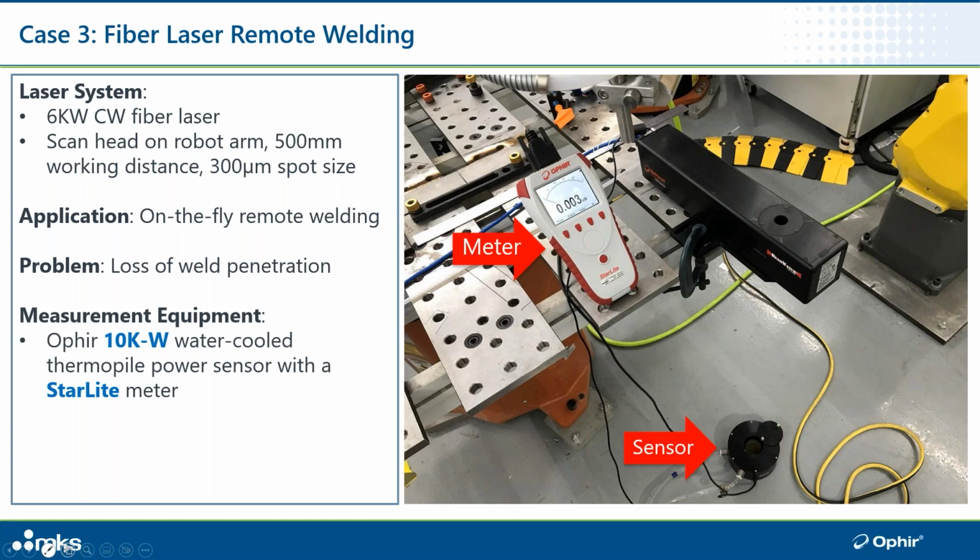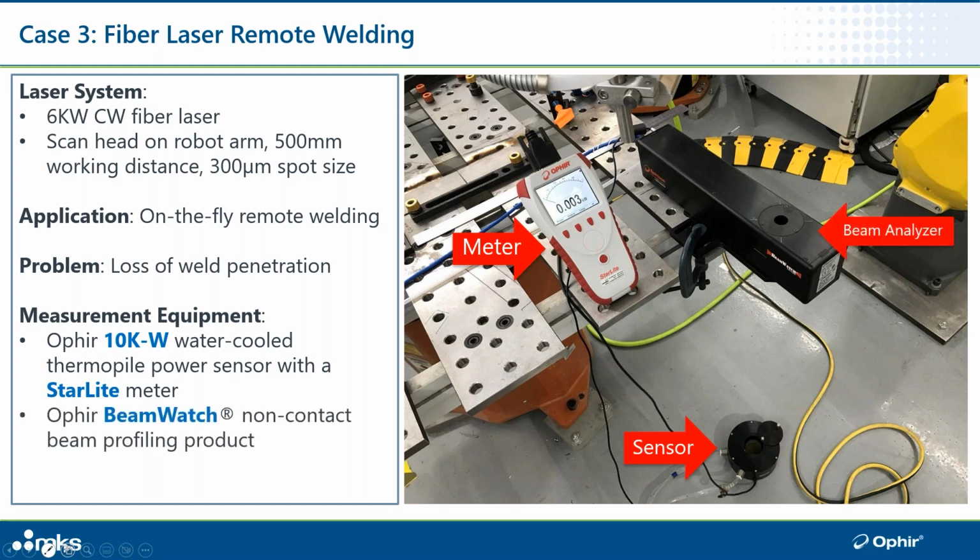The measurement equipment that we used to measure the laser, you see on the floor here, is the 10 kilowatt water-cooled power sensor. This is married up with the Starlight meter that I had to measure laser power. And then as far as the beam profiling goes, there's the BeamWatch beam analyzer. Laser would come down and move through this aperture. It's not touched by the beam analyzer. 100% of the beam goes down to the laser sensor to collect the laser power. So that's a picture of the setup there.